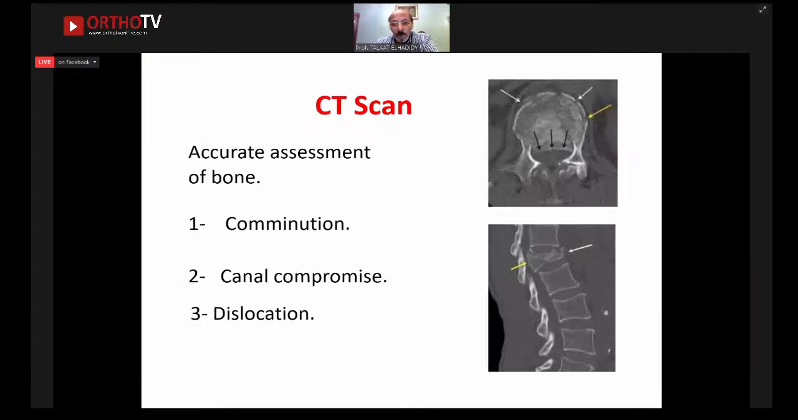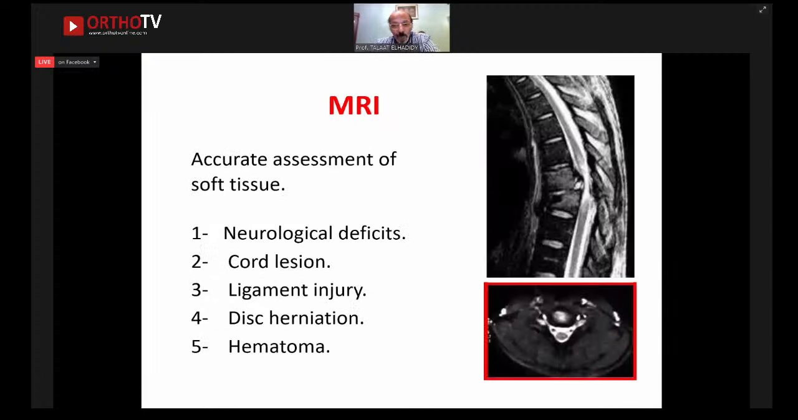The CT is more accurate than the plain X-ray. It gives you the amount of compression. It gives you the encroachment on the canal, and whether the pedicles are involved or not, so that you can put a screw in the affected body or not. The MRI, as I said, is for the soft tissues, mainly the cord, and the amount of canal compression and the status of the cord, whether it is discontinued or not, compressed or not, or there is a change in the signal.